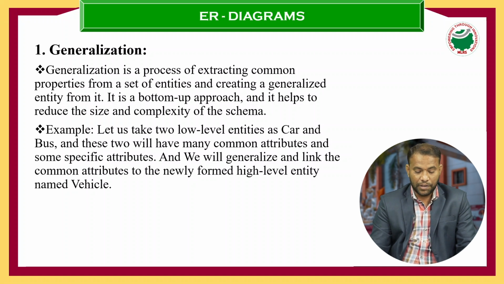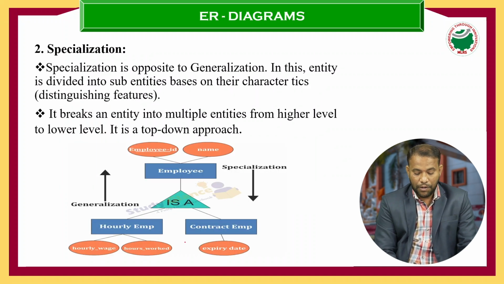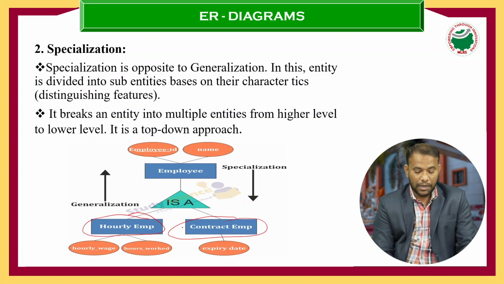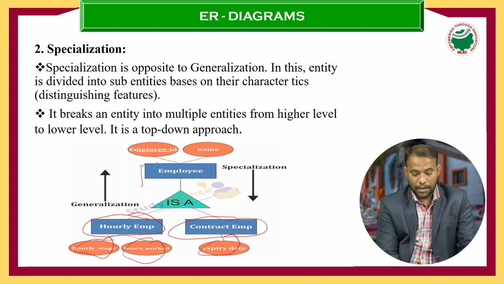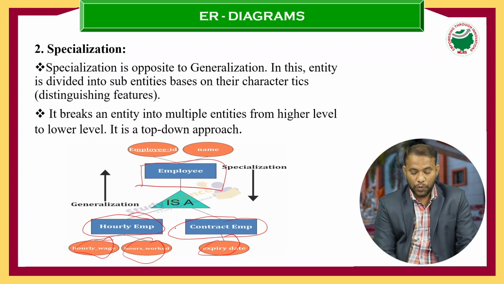Okay, for example, if you see this diagram, here we have two entities, contract employee and hourly based employee, and these are the attributes for these entities. Now what I'm going to do in generalization, I'm making these two entities into a single entity set, that is employee. So we have two entities, contract employee and hourly employee, and there are common properties, that is common attributes between these two entities. Instead of writing separately, I'm generalizing these two entities into a single entity, that is employee. So this is the process of generalization.